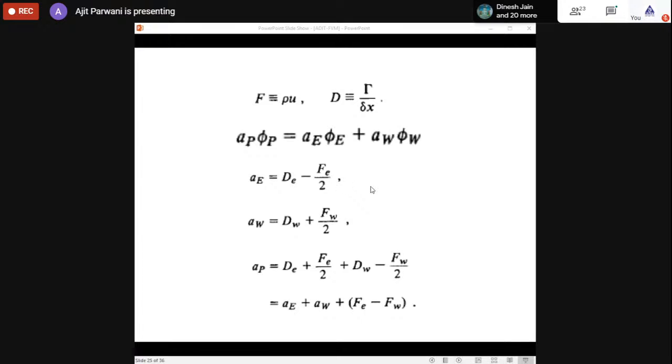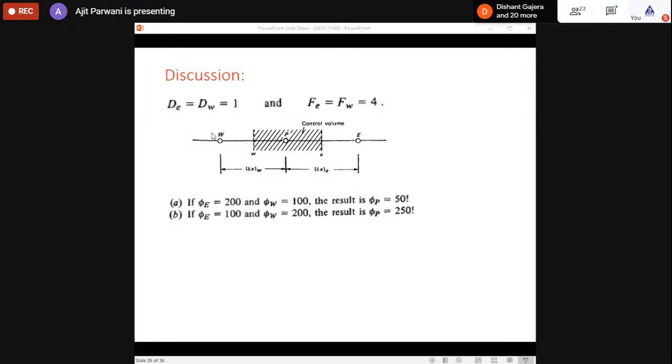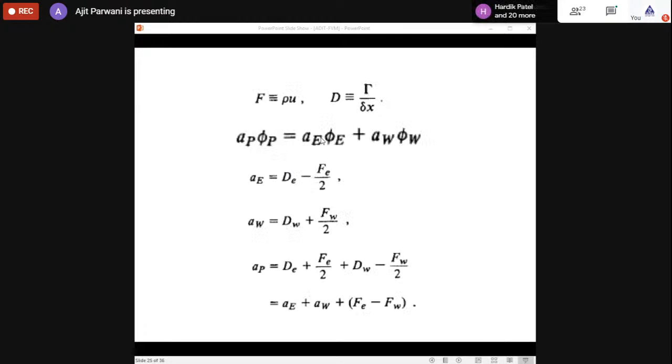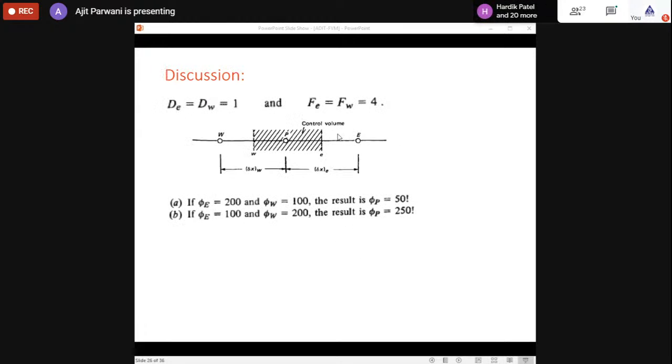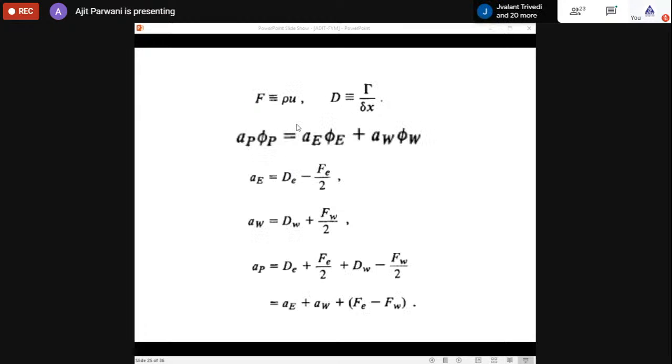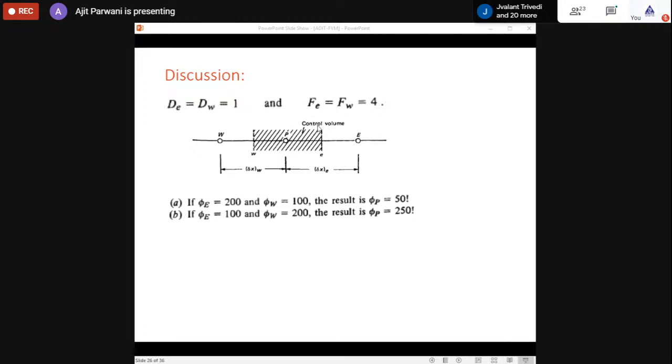Okay, so let's examine this. Suppose there is a one-dimensional convection problem, and suppose the value of D, that is k by delta x, at E and at W is equal to 1. And the value of F, what is F? F is equal to rho u. So the value of F at E and at W is equal to 4. So obviously F is greater than 2D.